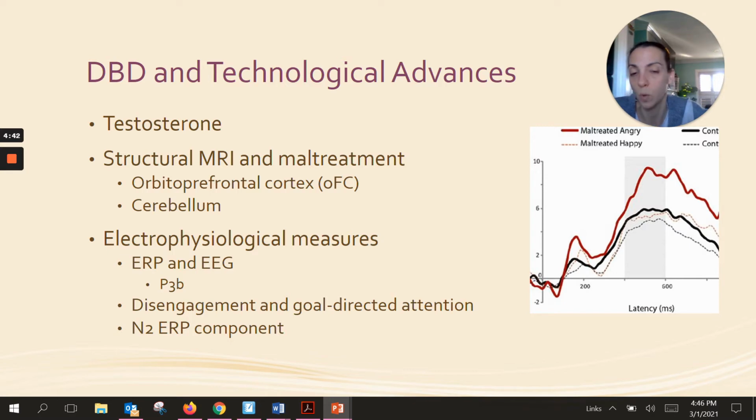Our orbital prefrontal cortex is one of the most important aspects of humans. It is our executive functioning center, so it makes us who we are. It's responsible for our planning and our decision making, but it's highly vulnerable to environmental disruptions because it doesn't fully develop until we're 25. Maltreated children had smaller prefrontal cortexes, and the size of their prefrontal cortex could actually predict the severity of their maltreatment. The cerebellum is also implicated.